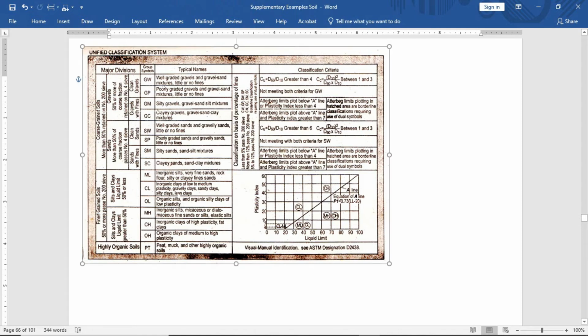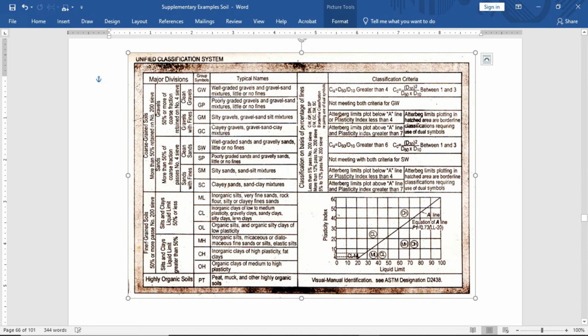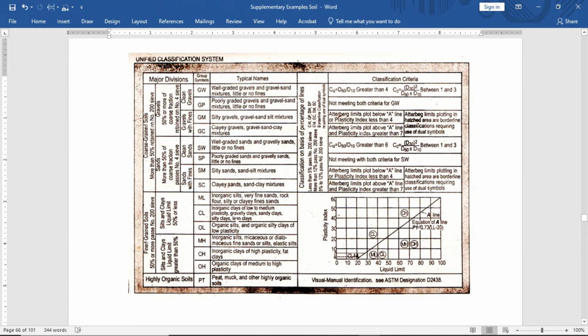How do we use this table? First is the major divisions. We determine if it is coarse grain soil or fine grain soil. For coarse grain, more than 50% is retained on number 200 sieve. For fine grain soil, 50% or more passes number 200 sieve.